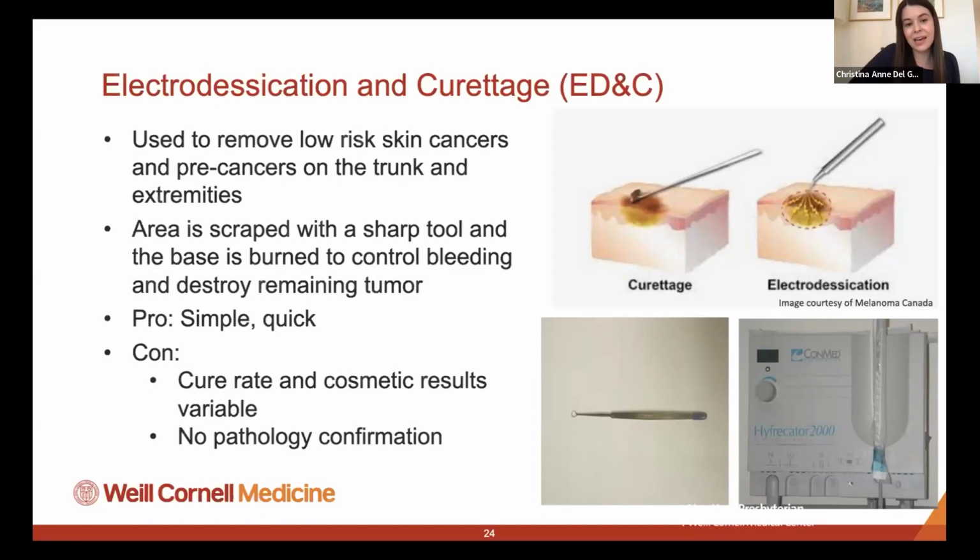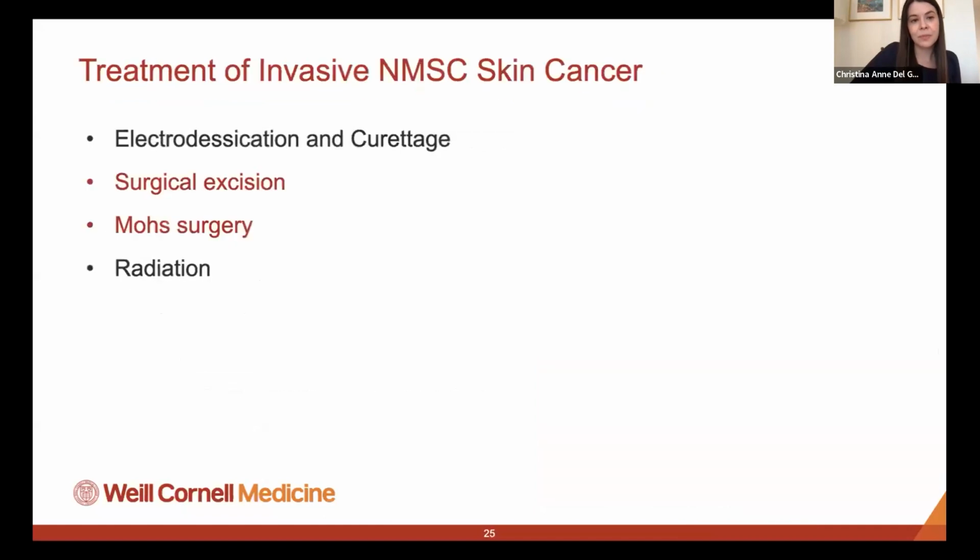The downside is that we're just scraping the tumor off. We're not sending it for confirmation that we removed the entire tumor. So we don't get a pathologist to tell us under the microscope that the entire tumor is removed. But again, we're using this for lower risk tumors. The other downside is that it does create a full circular scar. And so the cosmetic results of this procedure can be variable. So we usually don't do this one on the face. This is more for the trunk and the extremities.